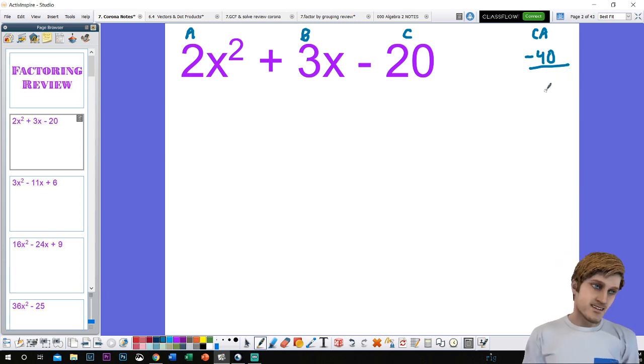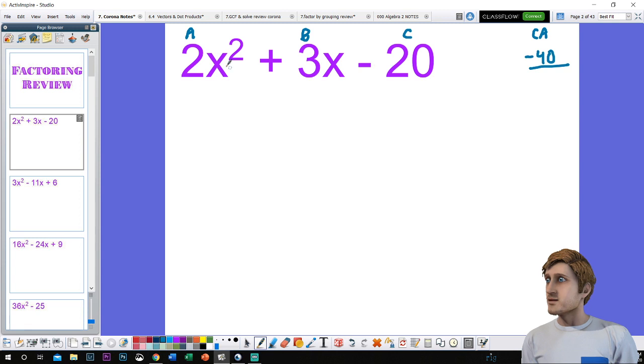Now, honestly, I already did that step. I just kind of skipped it. So since they have nothing in common, I'm going to do C times A, negative 20 times 2, that gave us negative 40. Then I'm going to start with the number 1, and I'm going to keep dividing negative 40 by each of these numbers. So is it divisible by 2? Yes. Negative 40 divided by 2 gives me 20.